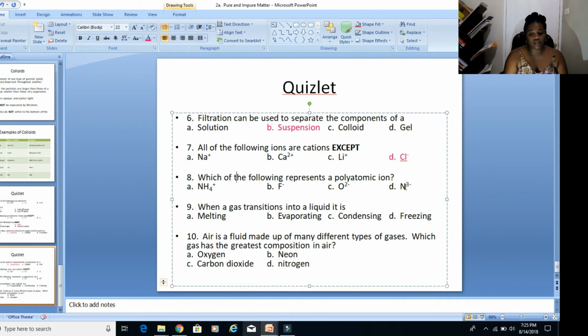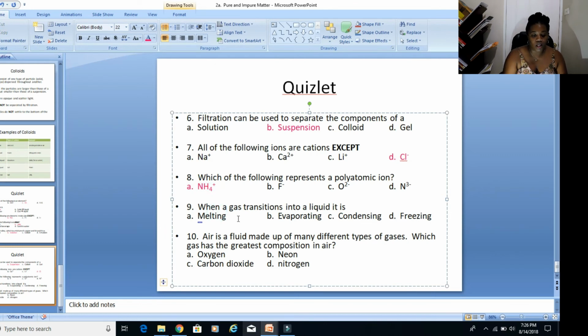Which of the following represents a polyatomic ion? So this has just nitrogen, this has only oxygen, this has only fluorine. Well, this one has two types of atoms. They have nitrogen and hydrogen. So therefore, this is a polyatomic cation. Why is it a cation? Because it's positive. This is an anion, this is an ion, this is an anion, but they're all single and ready to mingle.